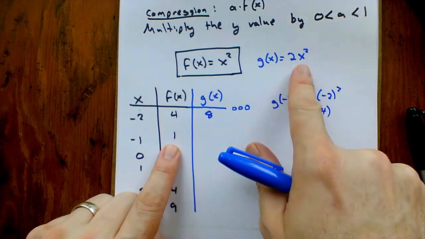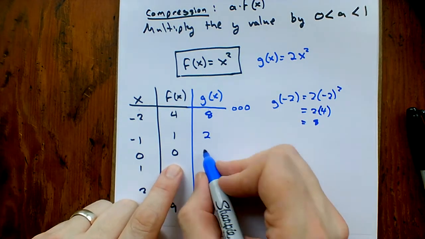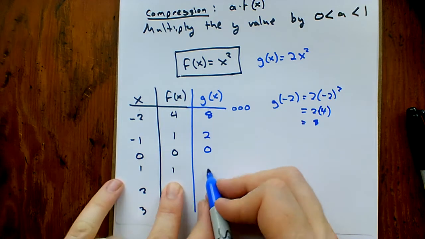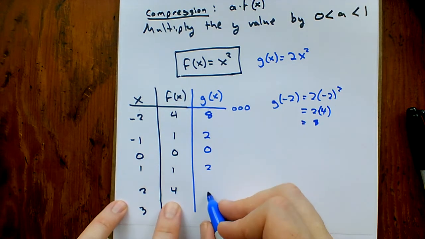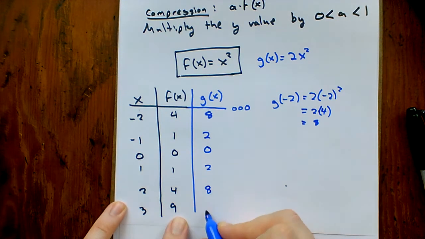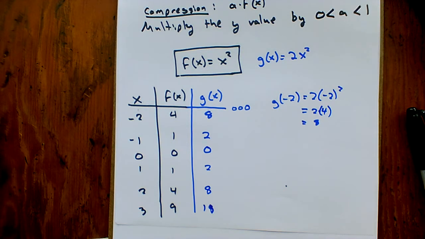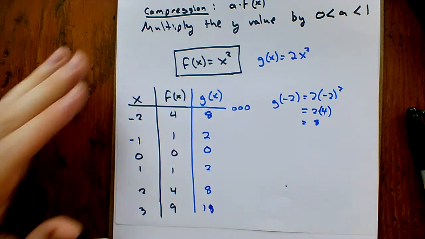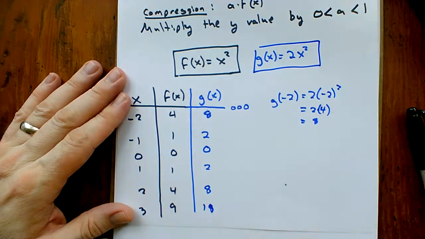Here this would be 2 times 1 squared, which would be a 2. 2 times 0 squared is still 0. 2 times 1 squared is 2 times 1, which is just 2. 2 times 4 is 8. 2 times 9 is 18. And so on. Well, that's interesting. So that's a stretch.